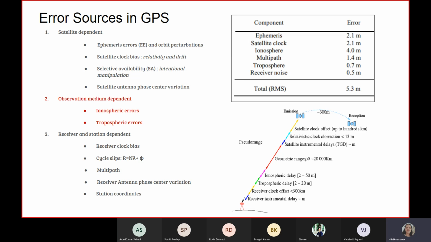The observation medium dependent errors originate during signal propagation from satellite to receiver, and station dependent and receiver dependent errors originate from the receiver, or are present due to the location or vicinity situation on the ground about the station. If the station is placed in a congested area, multipath and receiver effects will happen, or if there is some obstruction during the propagation to the receiver, then cycle slips may happen. All those things are induced due to the vicinity situation.